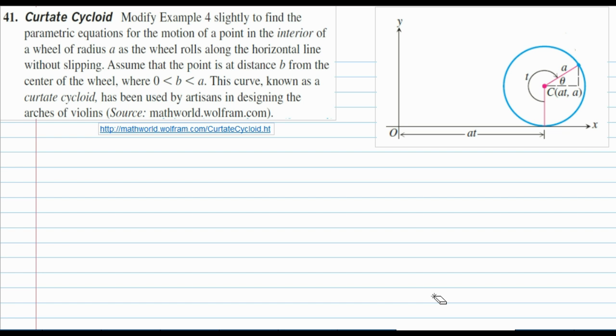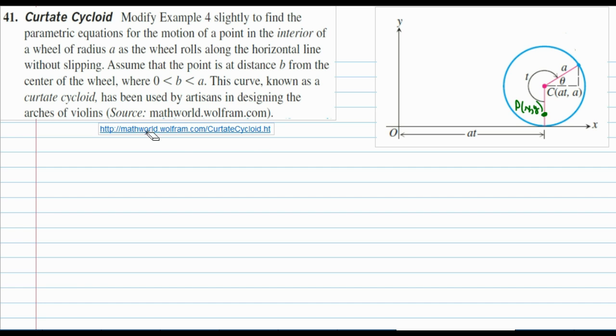Now try problem number 41 asks us to look at a curtate cycloid. So we're going to modify example 4, what we just did, slightly to find the parametric equations for the motion of a point in the interior of a wheel of radius A as the wheel rolls along the horizontal line without slipping. So now our point isn't all the way on the outside on the circumference of the wheel, it's going to be somewhere on the inside, so shorter than the radius. And we're going to assume that the point is at distance B from the center of the wheel. So this distance is B, which is going to be shorter than A. And then this curve, known as the curtate cycloid, has been used by artisans in designing the arches of violins.